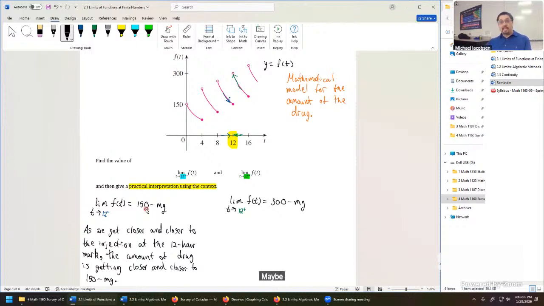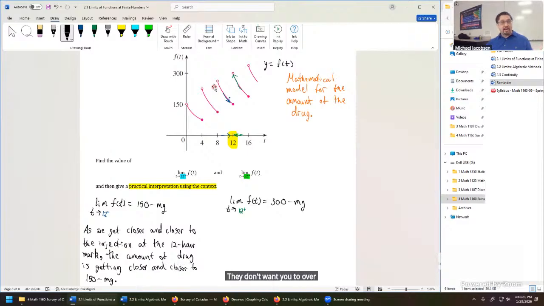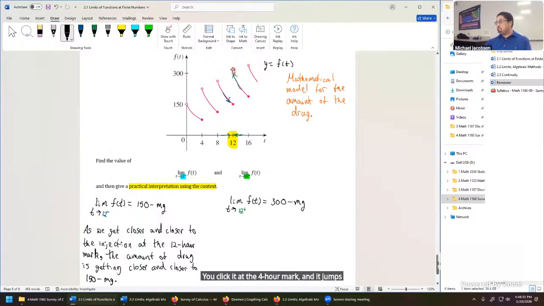Maybe you could imagine this is, say, a burn unit. This is pain level care, and you might have a morphine injection, but they don't want you to overdose, so you're locked out every 4 hours. But right at the 4-hour mark, that's when you're really hurting. The drug is getting lower in your bloodstream. You click it at the 4-hour mark, and it jumps up. Or any other related context. Could be a nasty bacterial infection, and this is a heavy-duty antibiotic, something along those lines.